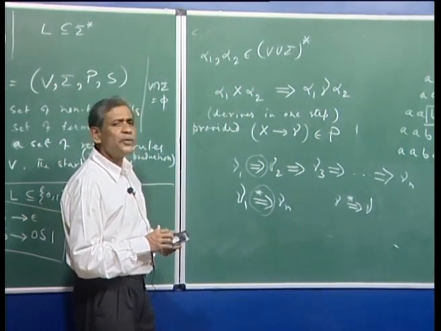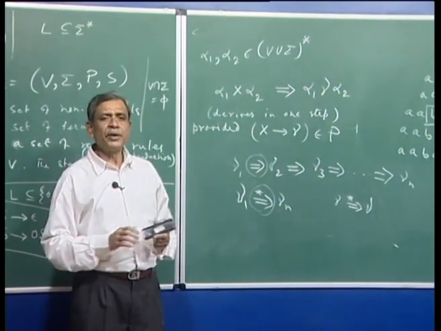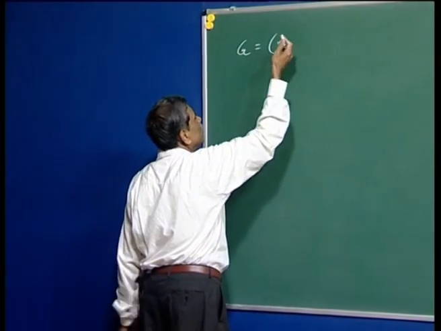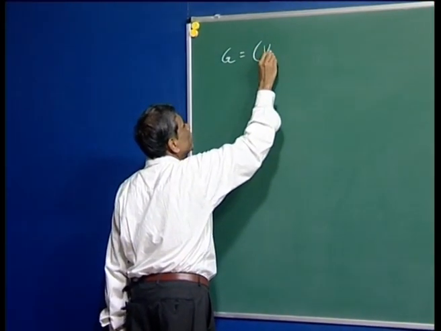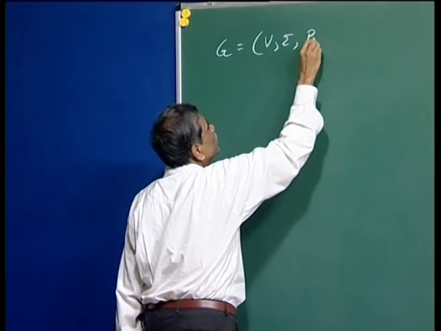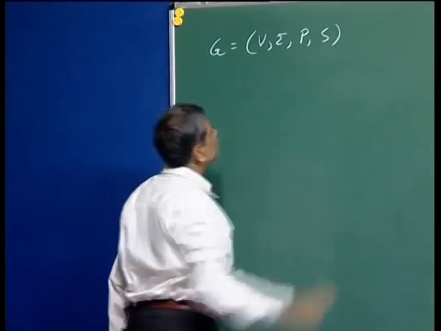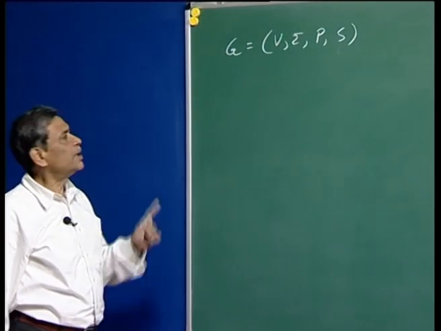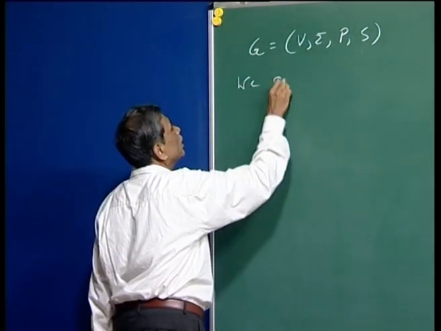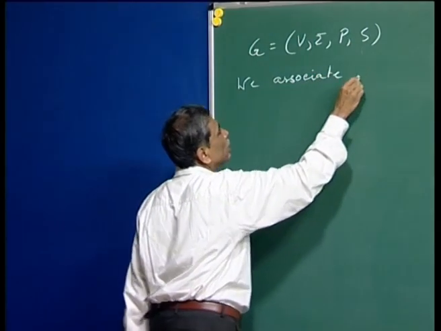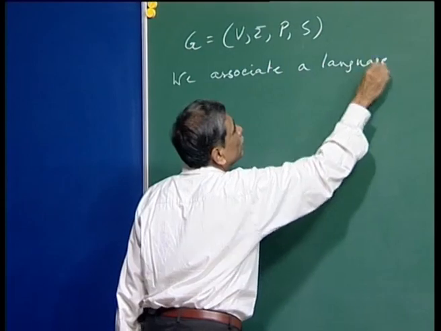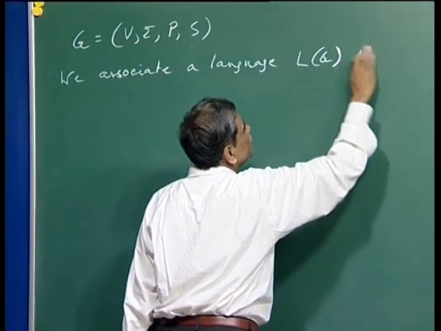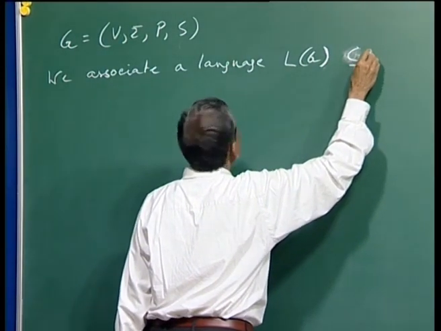using this notion, I should be able to describe the language generated by a grammar. Let G be a grammar, and remember a grammar for us has a set of non-terminals, a set of terminals, a set of production rules and a start symbol S. Okay. And now, with this grammar, I associate a language L(G), which is a subset of sigma star.